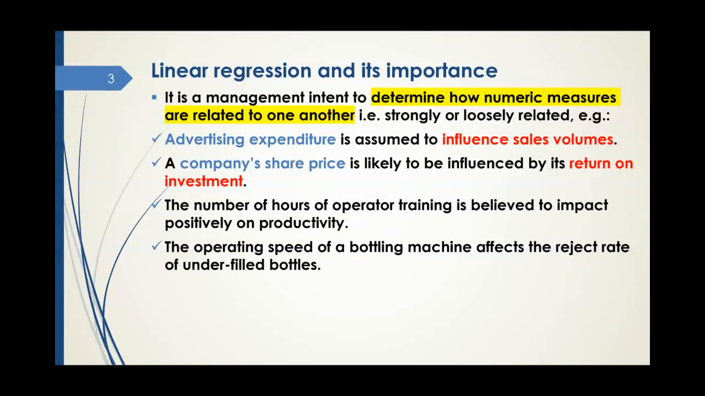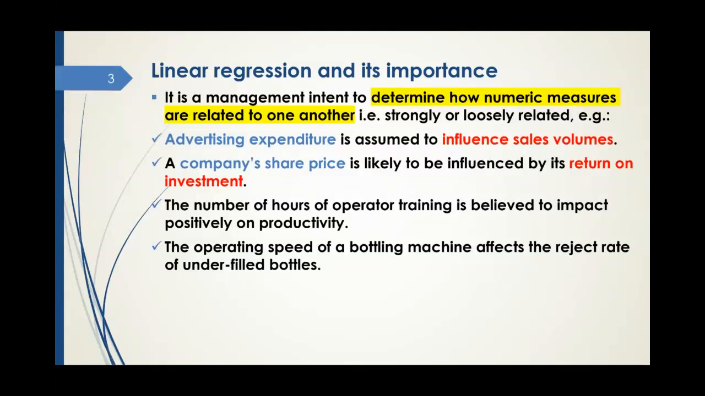We've got advertising expenditure, right? That's one variable, and sales volumes. So in other words, here we're trying to see, does advertising influence sales volumes, right? Basically they're saying, the more we spend on advertising, is it going to increase sales volumes? Can you see that? So the independent variable is the advertising expenditure, okay?